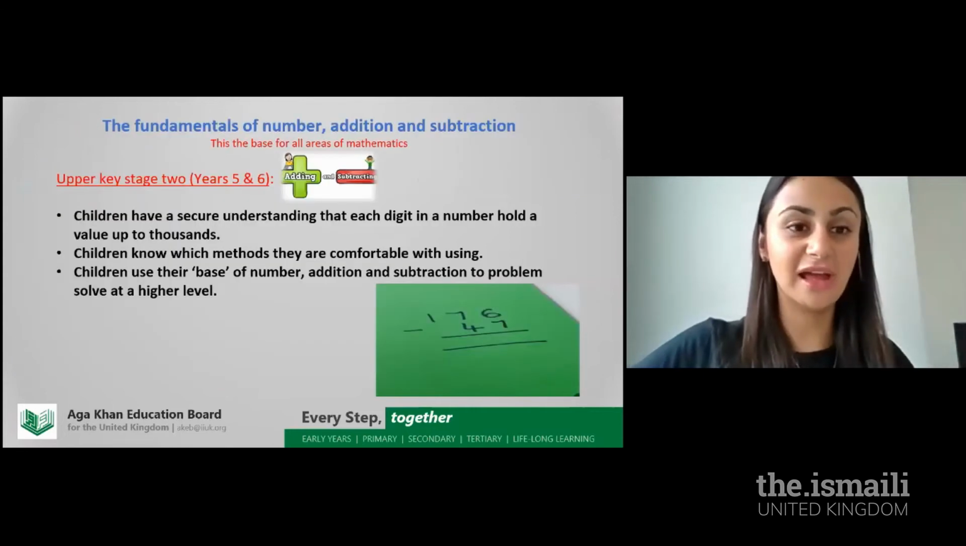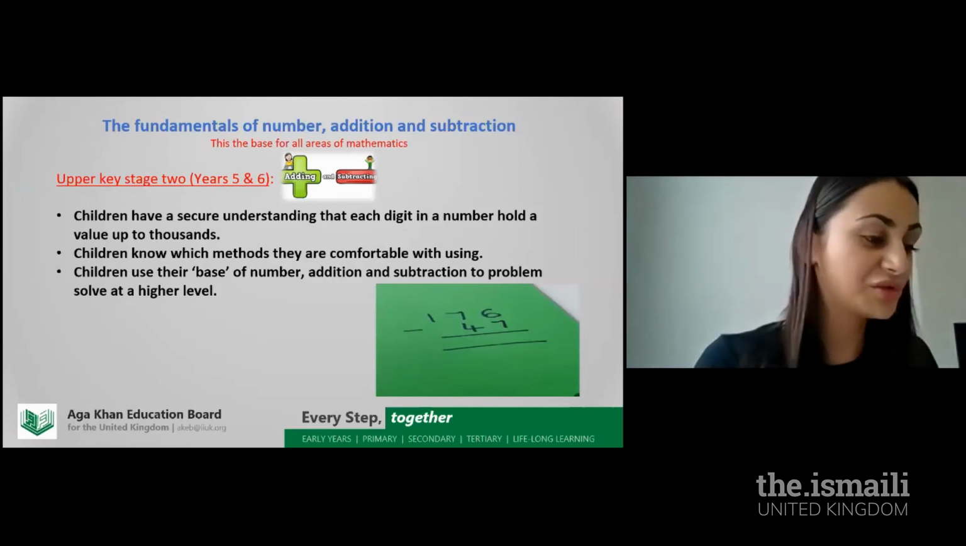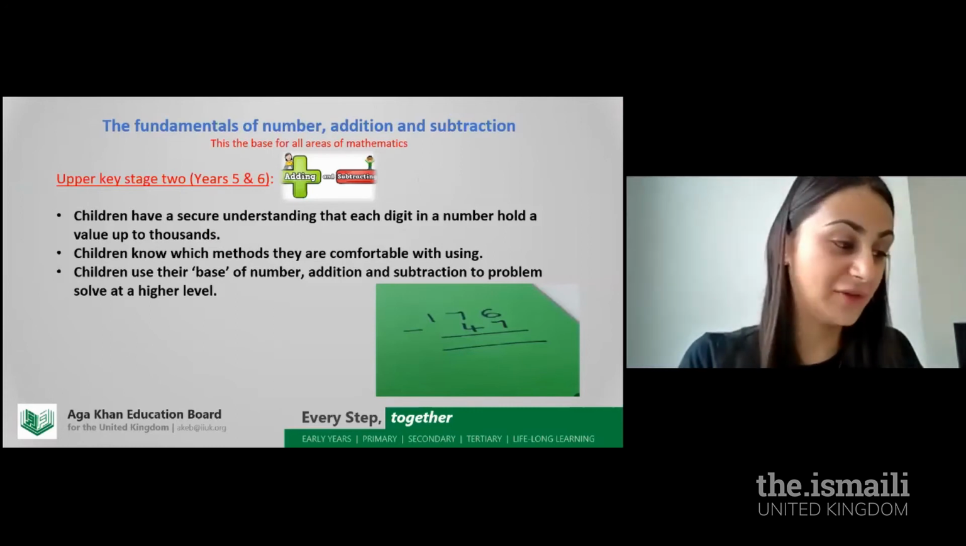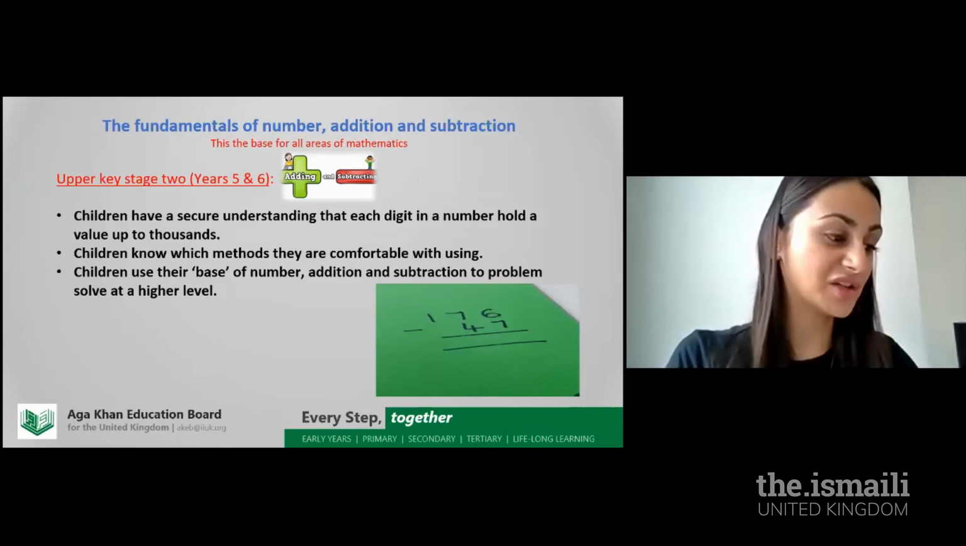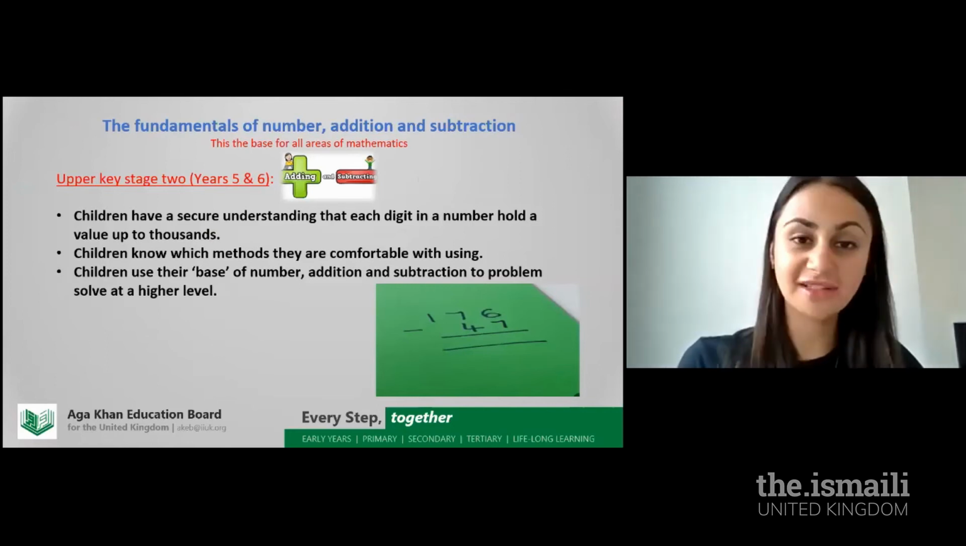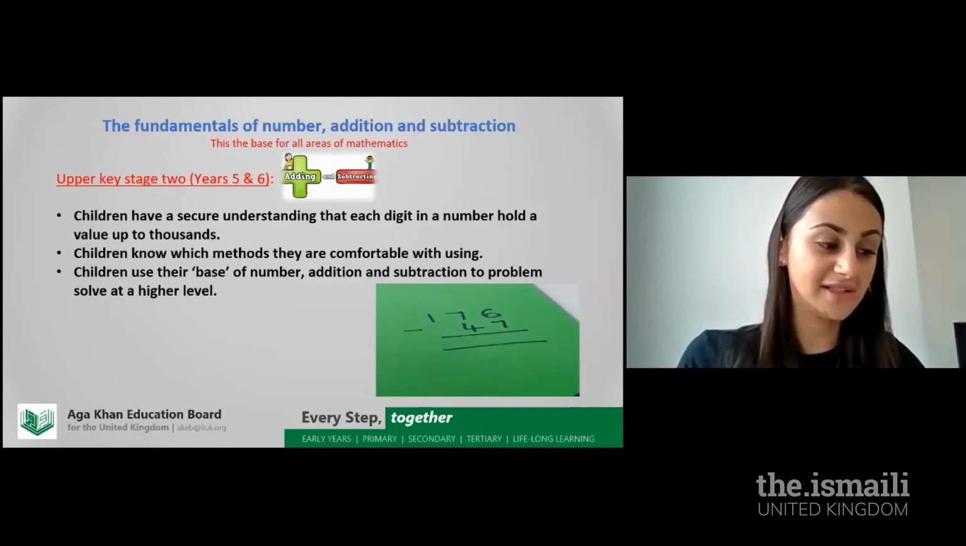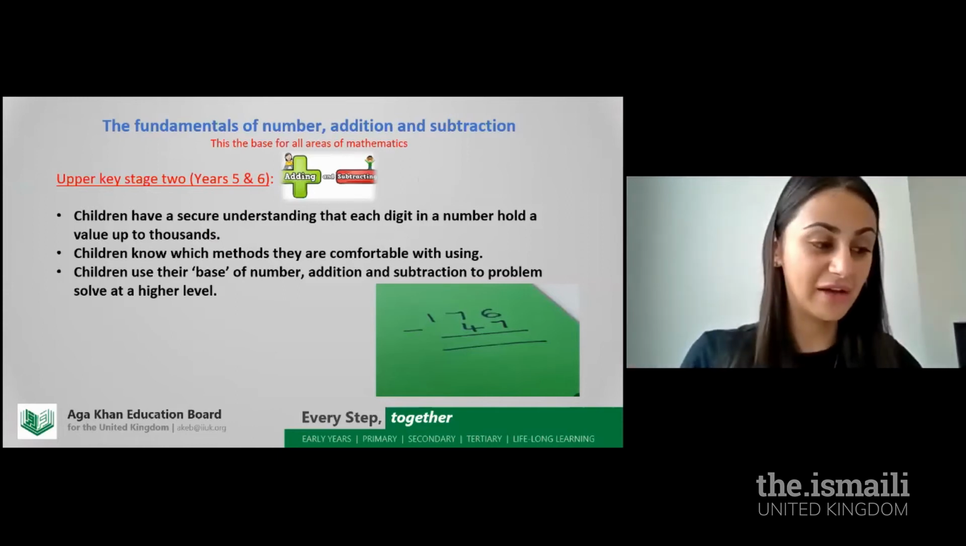So taking a look at upper key stage 2, which is years 5 and 6, children are now secure and fluent in addition and subtraction. They're able to use their knowledge of addition and subtraction to reason well about their answers and how they got to their answers. And they're now looking at problem solving in a variety of ways, looking at 2- and 3-step problems using the methods that they have learned through their primary curriculum.